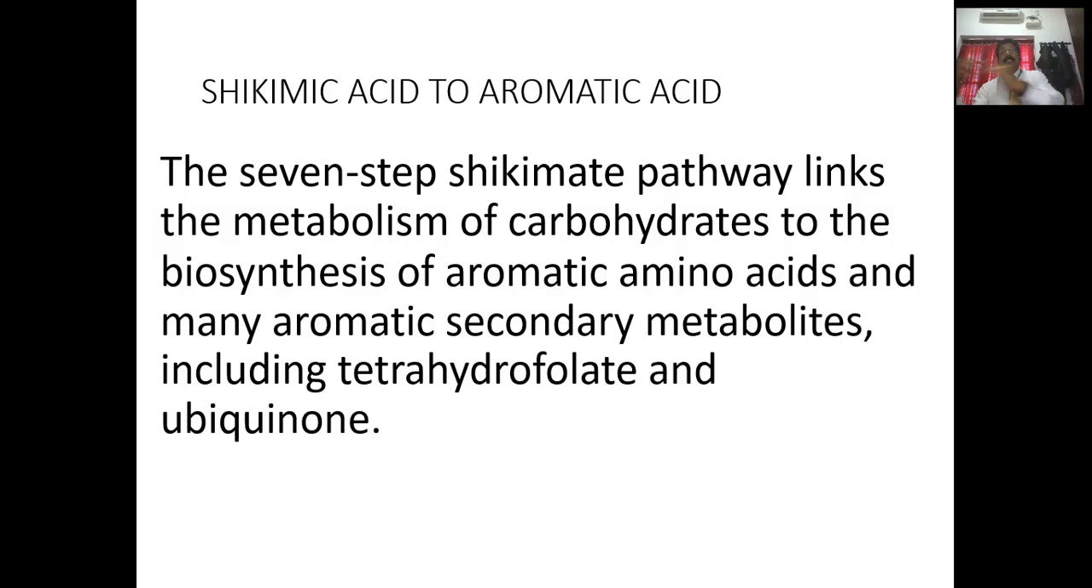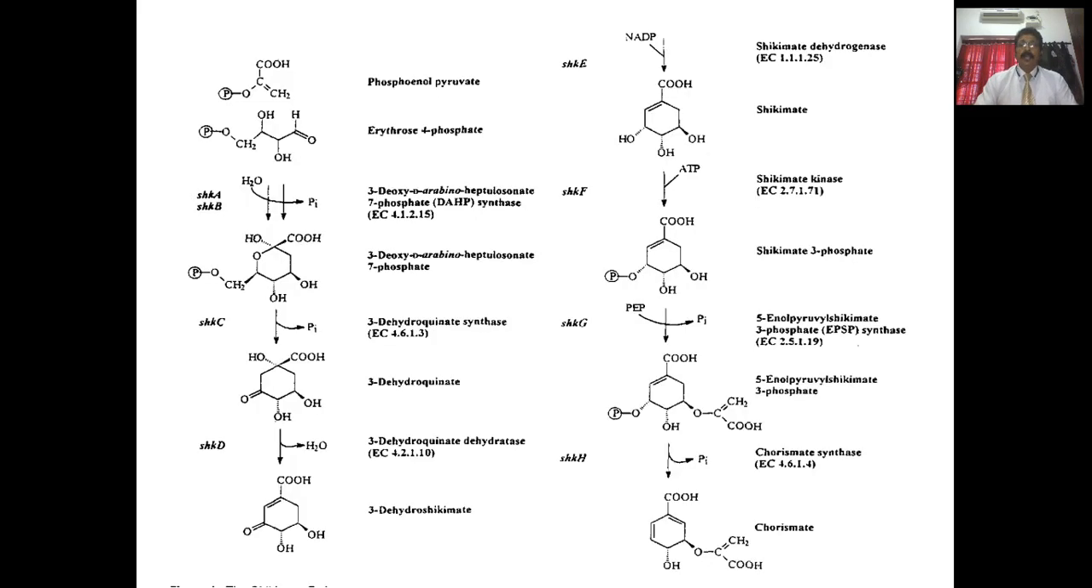The seventh step of the shikimic pathway links the metabolism of carbohydrate to the biosynthesis of aromatic amino acids and many aromatic secondary metabolites, including tetrahydrofolate and ubiquinone. That is, other products can also be produced in between. So see here, it is the overall structure I have made of the cycle which we have just discussed.